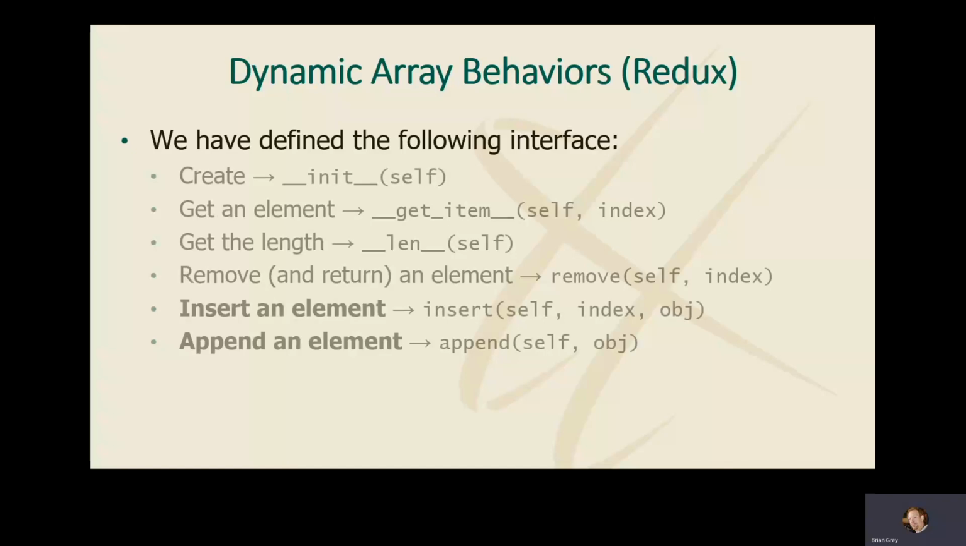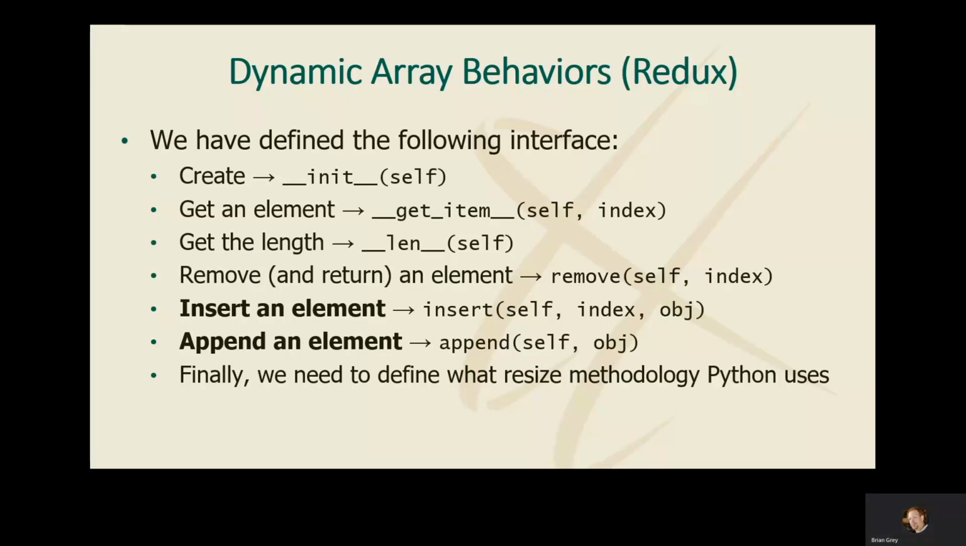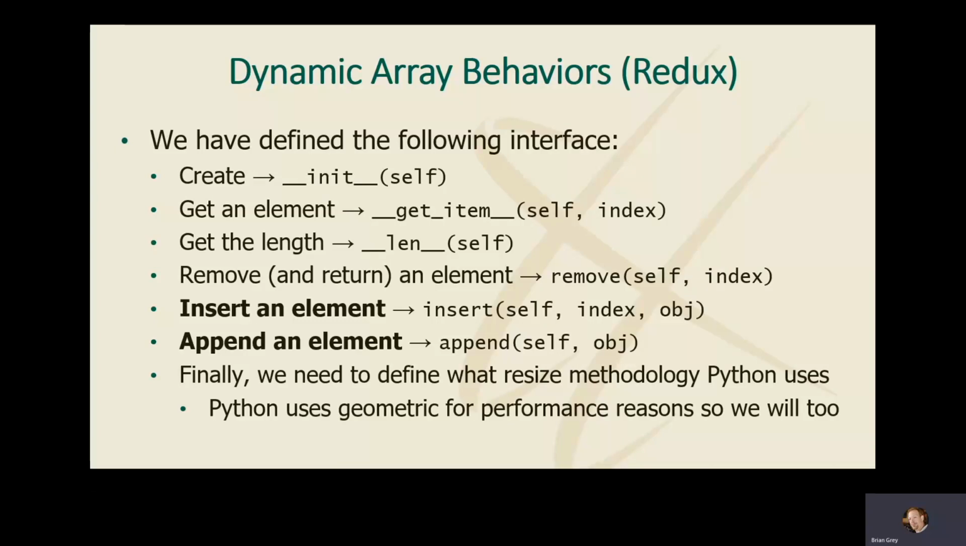So a quick review, quick summary. Now that we have all the tools at our disposal, right? We've defined this interface, right? When we defined how Python uses geometric growth for performance reasons. So if we wanted to, we could go and take a look at that dynamic array file and see how Python implements this.